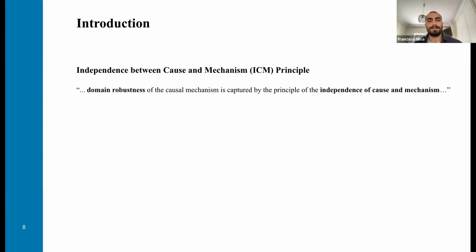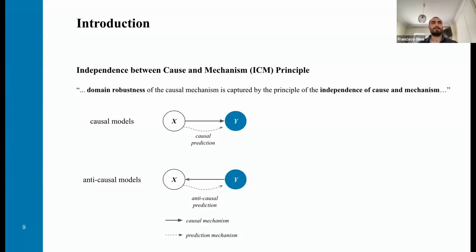Okay, moving on. The independence between cause and mechanism is a principle that says that in a causal model, the causal mechanisms, each one from each cause to each effect, are independent of each other. And here we are looking at a more simplified situation, which is only looking at two variables, with the same examples as before. In this two variable situation, the principle says that the distribution of the cause and the causal mechanism should be independent.